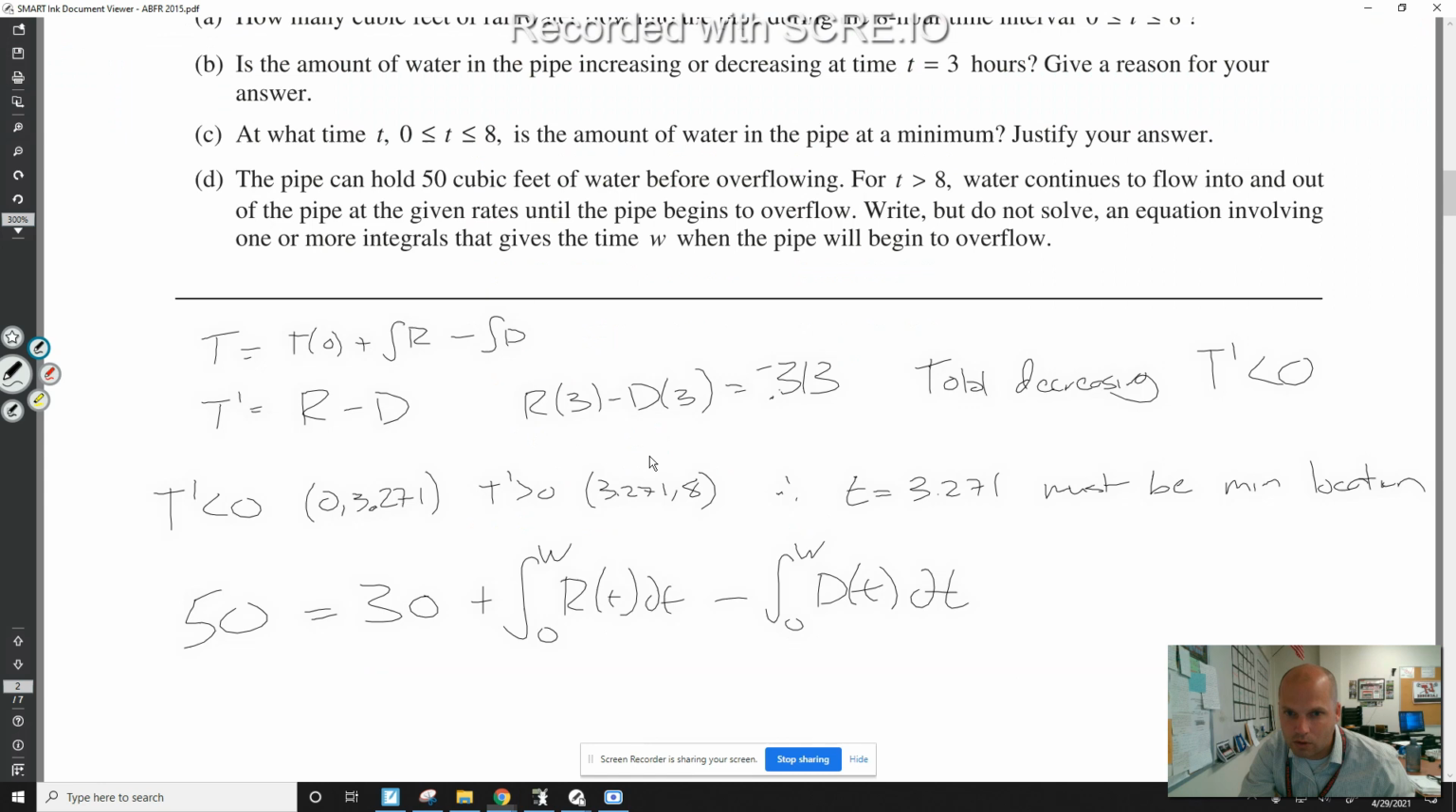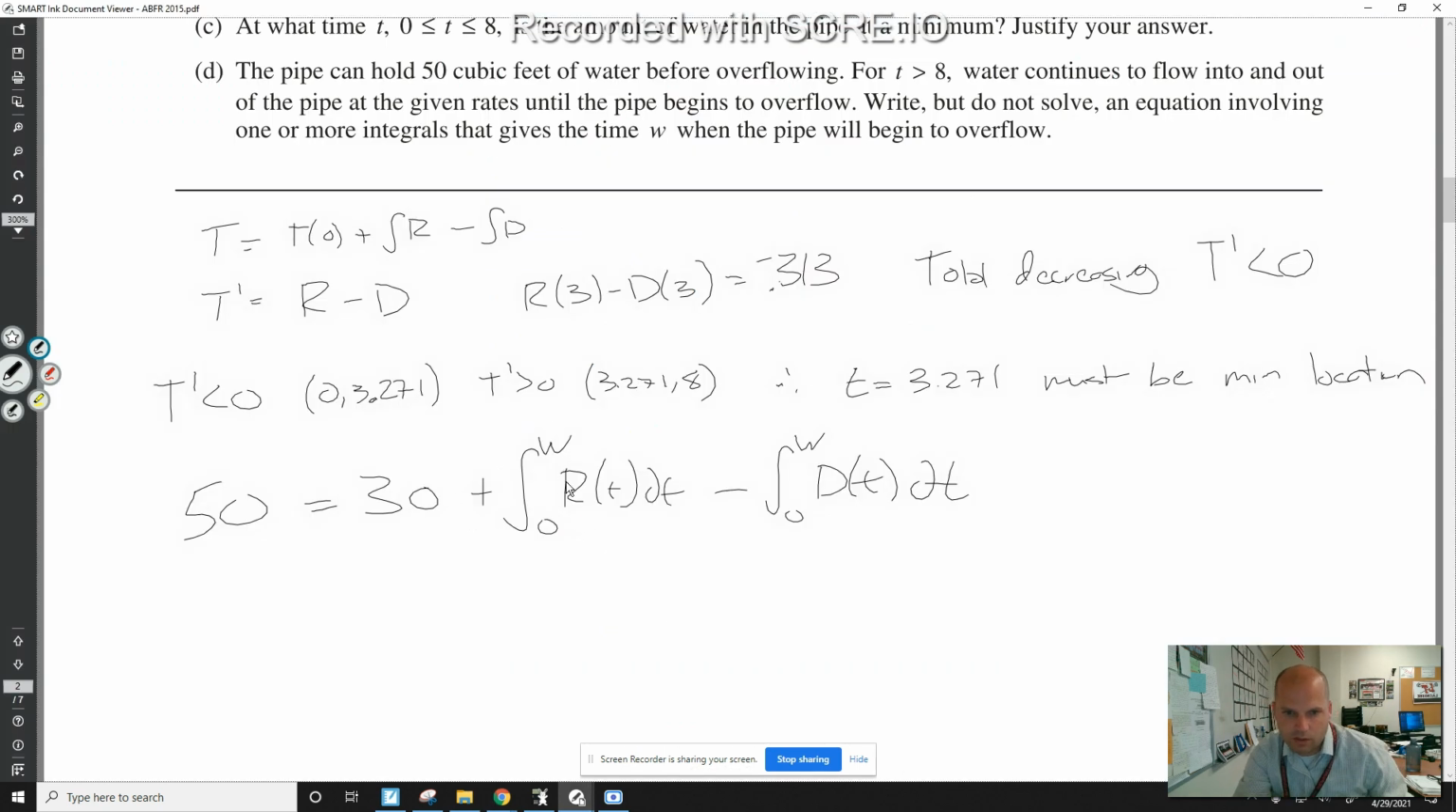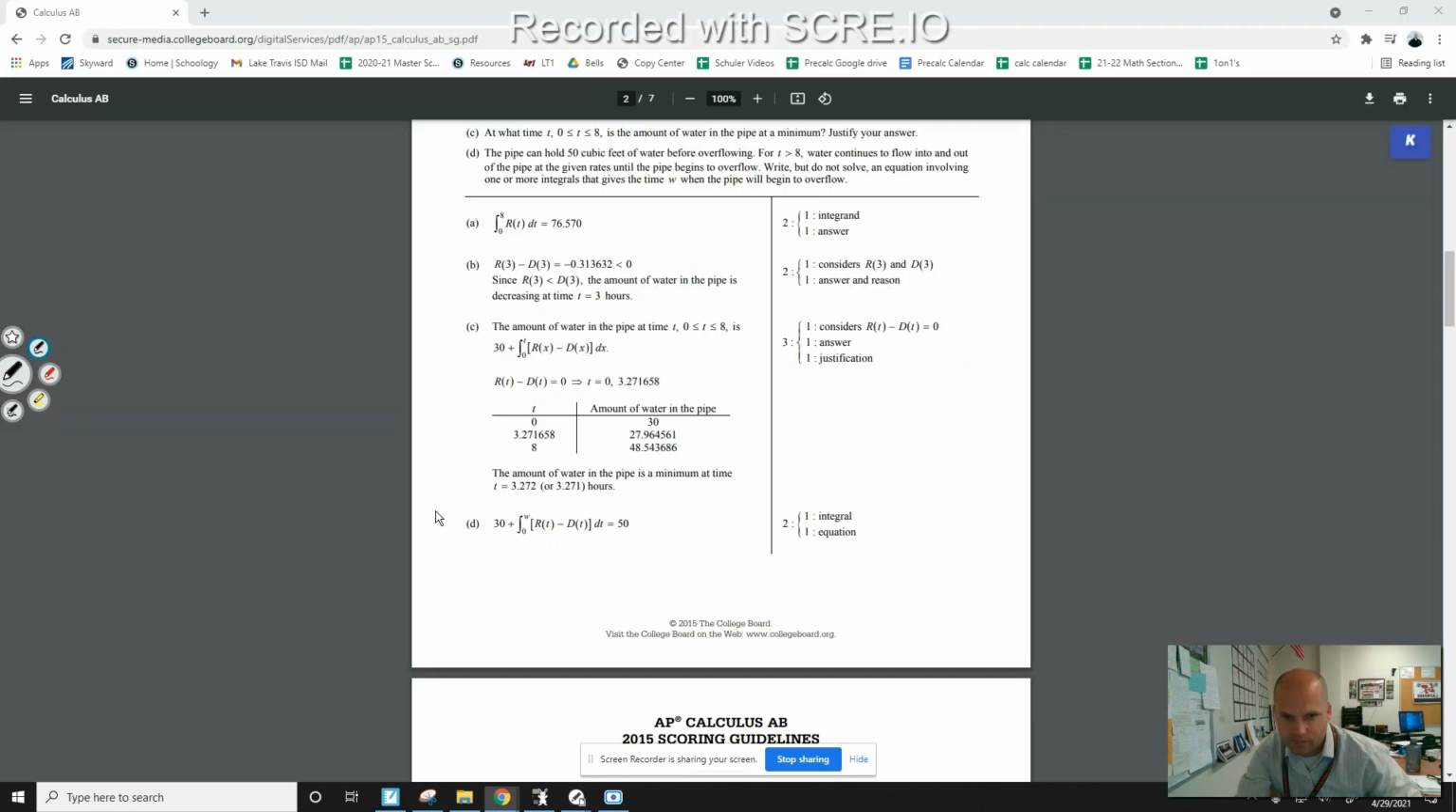Part D, 30, 0W R minus 0WD equals 50. So 30, 0W. They just combine it into one integral. You know you can do that, but just be careful if it doesn't work over the entire interval. So good. There you go, 9 points.